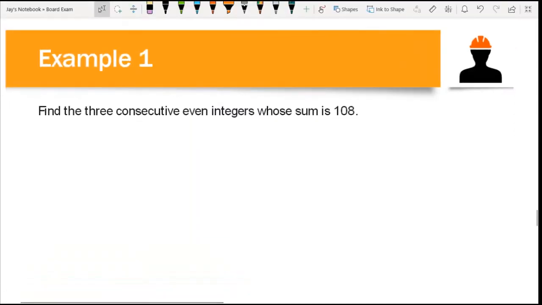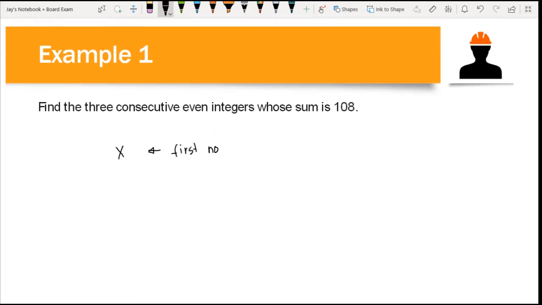So we have this first problem here, in which we are asked to find three consecutive even integers whose sum is 108. So we have three even integers that are sequential, sunod-sunod siya. So let's try to express our numbers as variables. We can say that our first number is x. Second number is x plus 2. And then the third number is x plus 4.